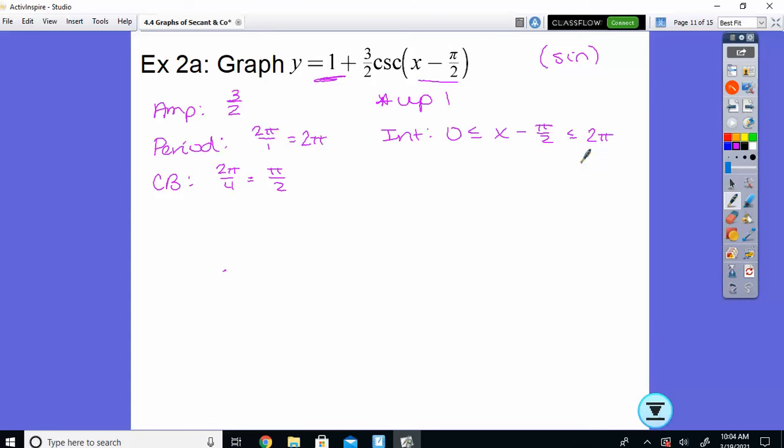Alright, so if I'm solving for x, add our pi over 2. So 0 plus pi over 2 is pi over 2. 2 pi plus pi over 2, 5 pi over 2.